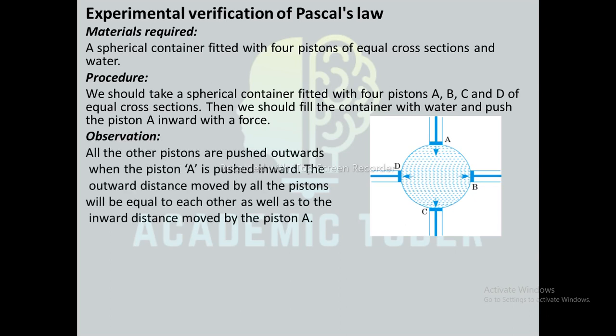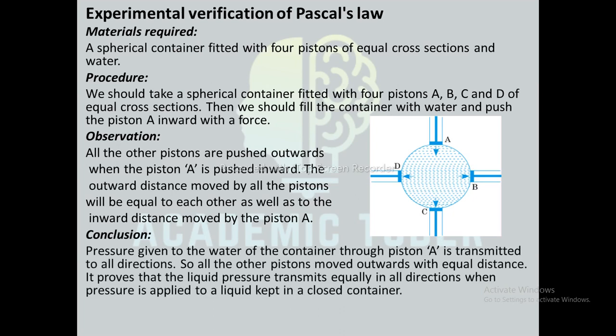Observation: all the other pistons are pushed outwards when the piston A is pushed inward. The outward distance moved by all the pistons will be equal to each other as well as to the inward distance moved by the piston A. Conclusion: pressure given to the water of the container through piston A is transmitted in all directions. So all the other pistons moved outward with equal distance. It proves that the liquid pressure transmits equally in all directions when pressure is applied to a liquid kept in a closed container.